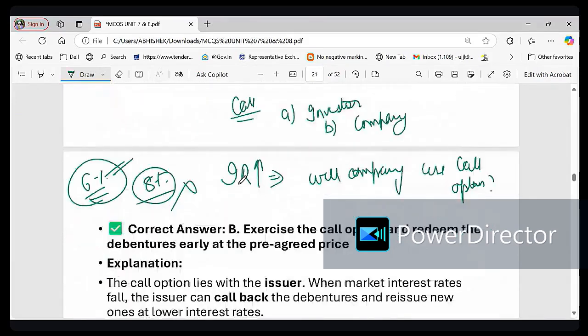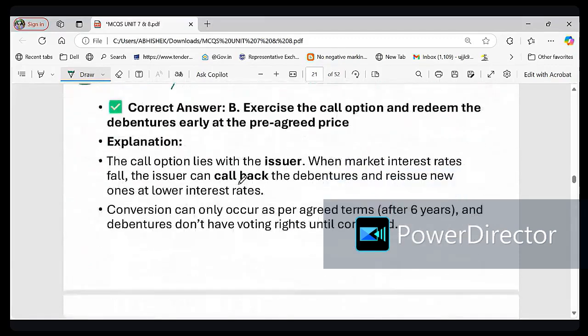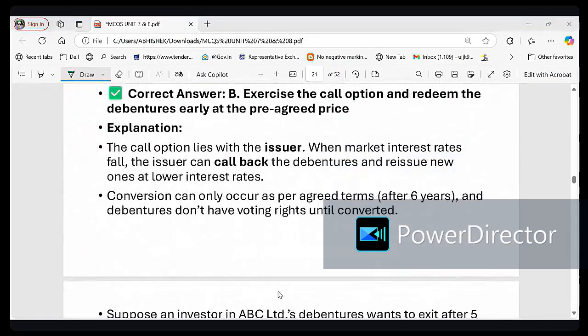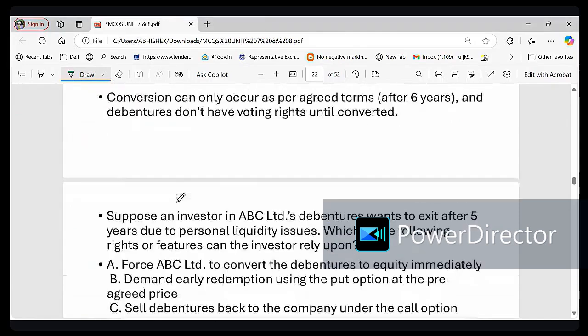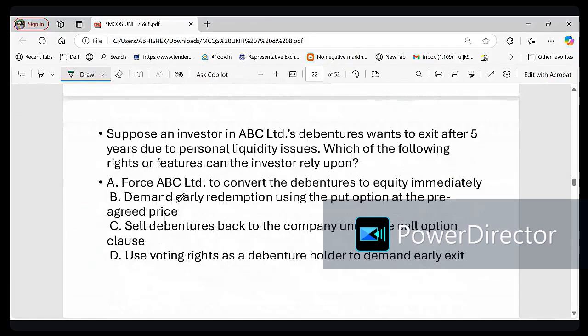If this concept is not crystal clear, please type clear in the chat box. This is a very important concept. Based on this concept, a question was asked about when the company will exercise the call option and when the investor will exercise the put option. Sometimes the investor can exercise a put option also. So now you see the investor case.